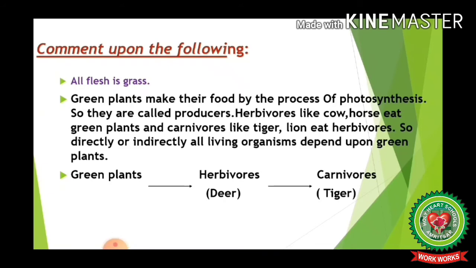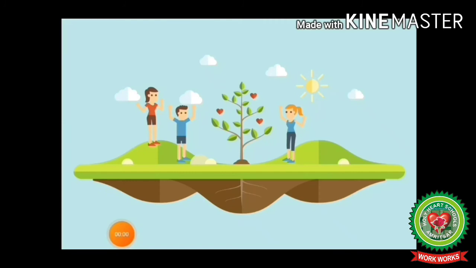Green plants make their food by the process of photosynthesis, so they are called producers. Herbivores like cow, horse eat green plants, and carnivores like tiger, lion eat herbivores. So, directly or indirectly, all living organisms depend upon green plants. In this picture, you can see the food prepared by the plant becomes the ultimate source of energy and life for all the living organisms.